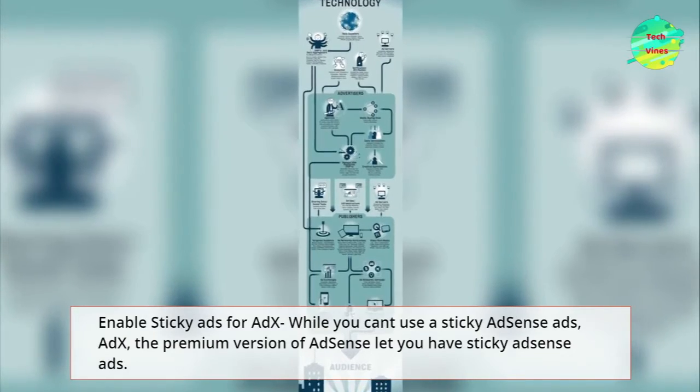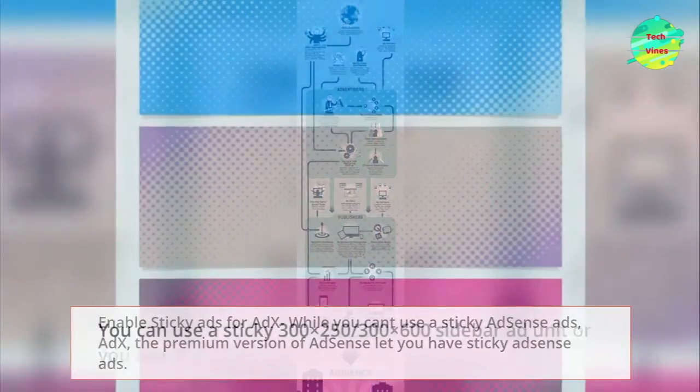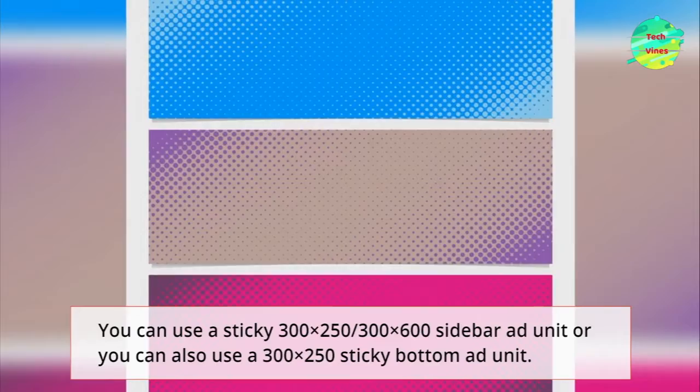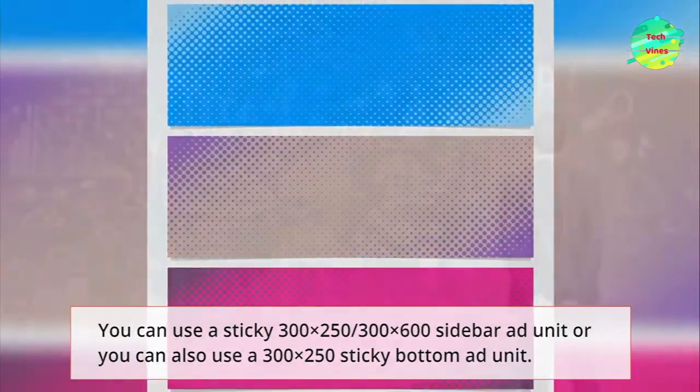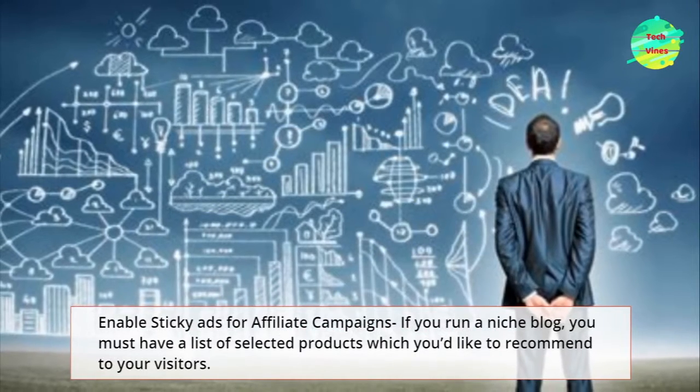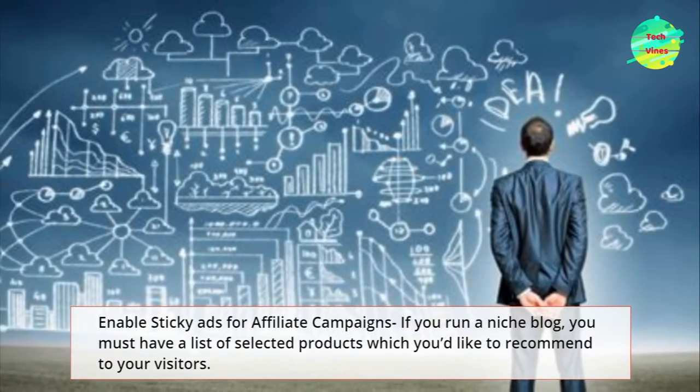ADX, the premium version of AdSense, lets you have sticky ads. You can use a sticky 300x250/300x600 sidebar ad unit, or you can also use a 300x250 sticky bottom ad unit.